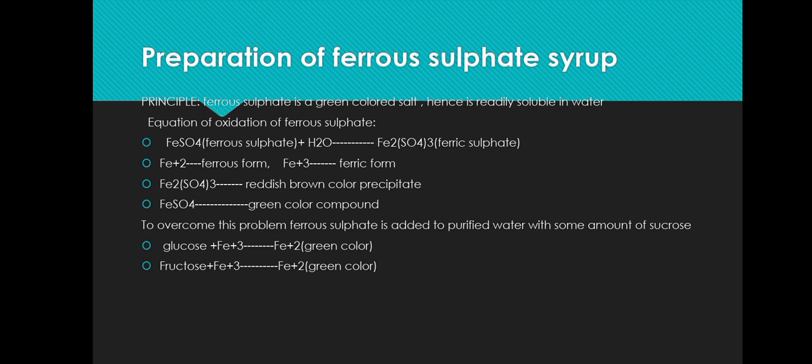To overcome this problem, ferrous sulfate is dissolved in water in the presence of a small amount of sucrose, as sucrose upon partial hydrolysis gives reducing sugars such as glucose, dextrose, and fructose, levulose, which act as antioxidants. These antioxidants prevent the oxidation of ferrous to ferric, by reverting the formed ferric ions to ferrous upon reaction.